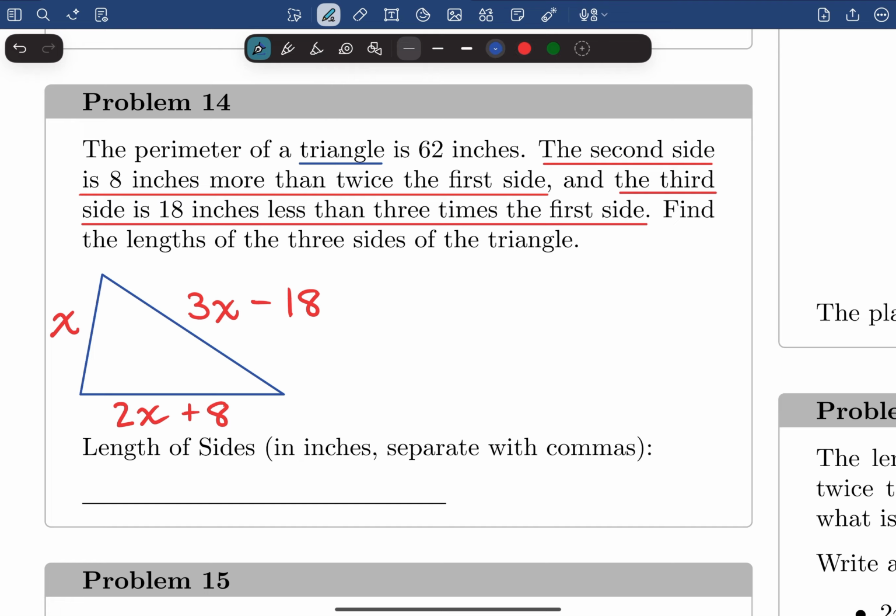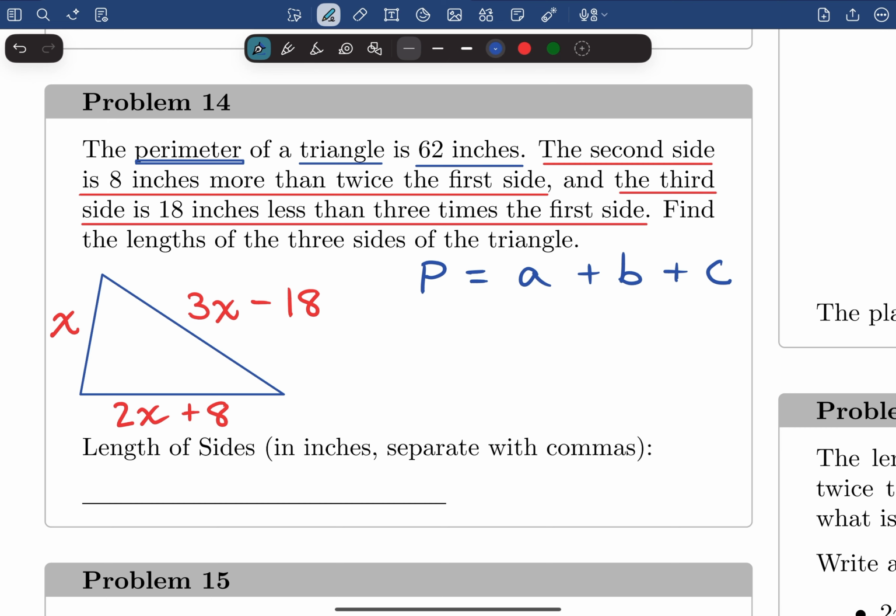Now, you'll recall from our lessons that the perimeter of a triangle is equal to the first side length plus the second side length plus the third side length. We said perimeter equals A plus B plus C. So why am I getting out that formula? Because they told me information about the perimeter of a triangle. Look, they told me the perimeter of a triangle is 62 inches. So that's why I'm getting out the perimeter formula, and I'm going to use it.